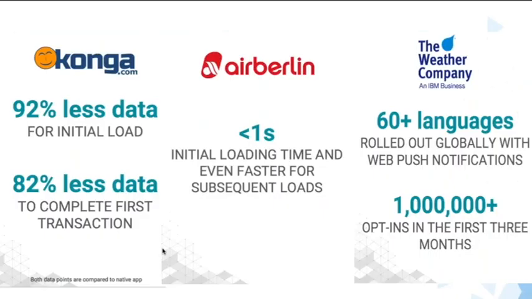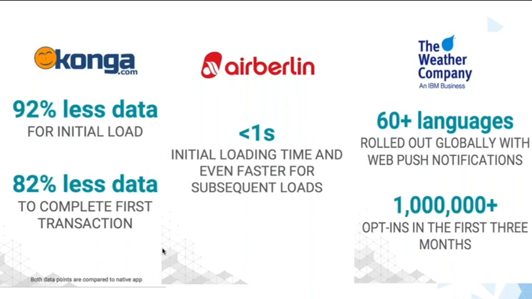Okay, so these are again the three cases that we covered. Conga.com did a complete ground up approach, where they had almost 92% less data loaded at the initial load, and 82% less data for the subsequent transactions. Air Berlin did a simple approach where they primarily targeted just the initial load time. They wanted to make it faster, so they just created a shell app and pushed it off.